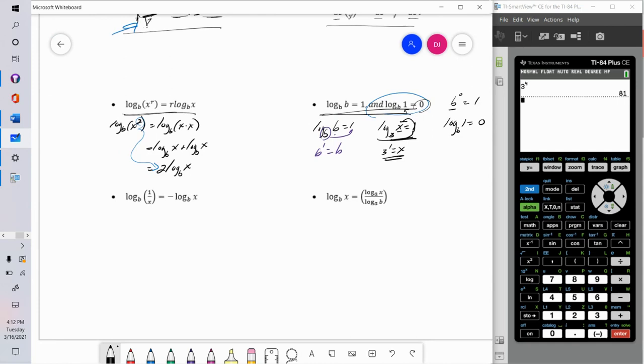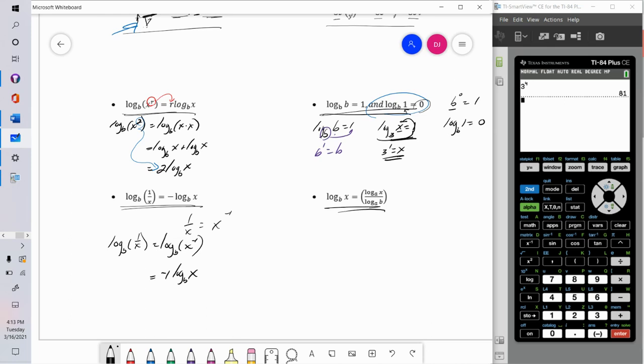Okay. These last two rules, log base b of 1 over x equals negative log base b of x. If you recall, 1 over x is equal to x to the negative 1. Again, that's been covered in a previous video. So the log base b of 1 over x is the same as the log base b of x to the negative first. But remember, here in rule 3, that exponent r becomes the coefficient. So that's the same as negative 1 times the log base b of x.